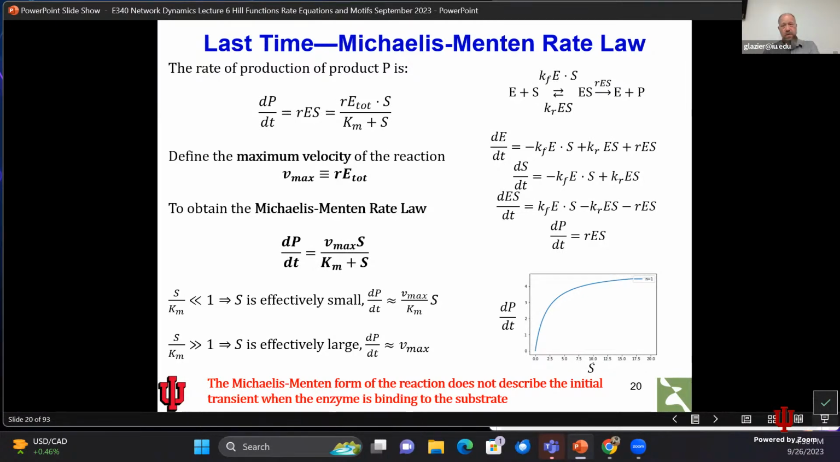One thing we should get used to when we look at these kinds of rate laws is to ask the question, how do they behave when we have small amounts of S, and how do they behave when we have large amounts of S? If S is very small, then Km is much bigger than S, and so this is approximately Vmax over Km times S. So it's linear in S, and the slope is Vmax over Km. If S is very big, then Km plus S is approximately S, and so the S cancels out, and the rate of production is just Vmax.